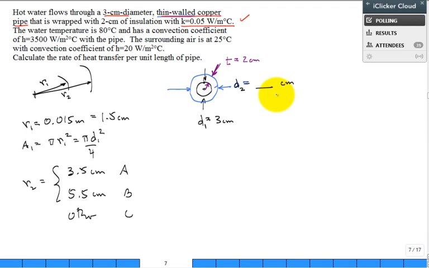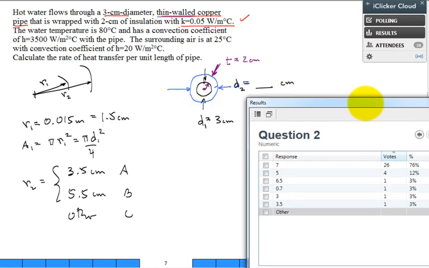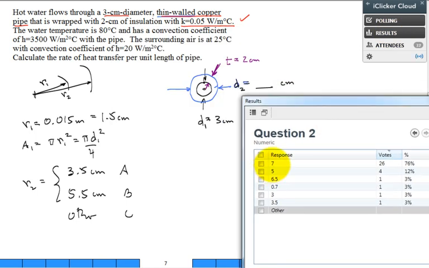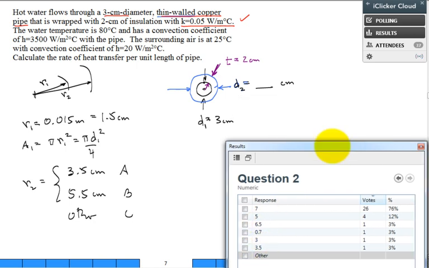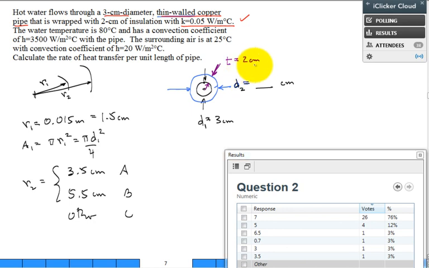Let's go ahead and stop this and show the results. A lot of us said it's 7 centimeters. Some said 5, some 6.5, 0.7, 3, 3.5. Well, it's 2 centimeters and 3 centimeters. So if you just went this way, it would be 2 plus 3 plus 2. Isn't it 7? 7 centimeters is the correct response.